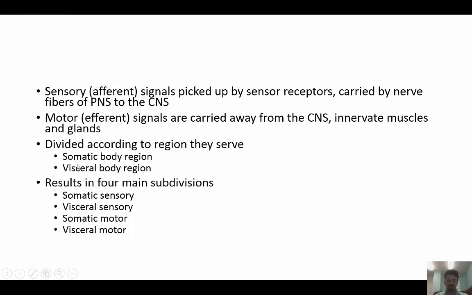the visceral regions. Somatic refers to the skin and the muscles, the skeletal muscles, whereas the visceral regions refer to the internal organs, which primarily consist of smooth muscle and cardiac muscle and all the organs of your body like the liver that carry out very many important functions. And this results in four main subdivisions of our peripheral nervous system: somatic sensory, visceral sensory, somatic motor, and visceral motor.